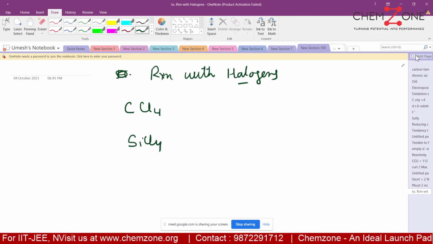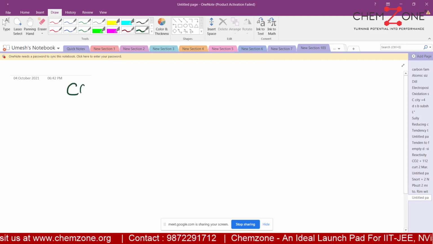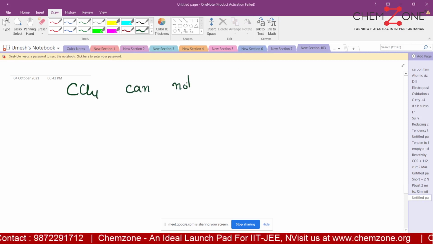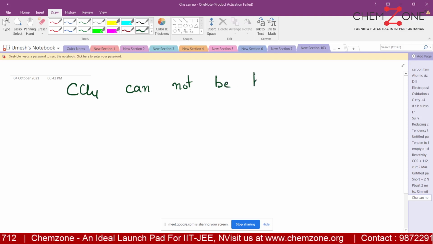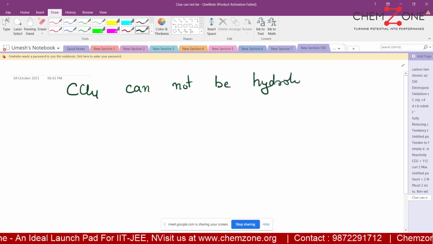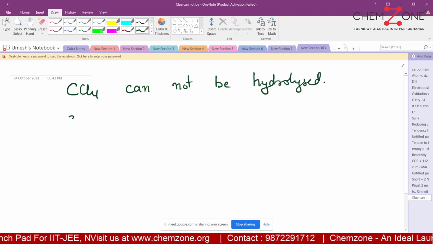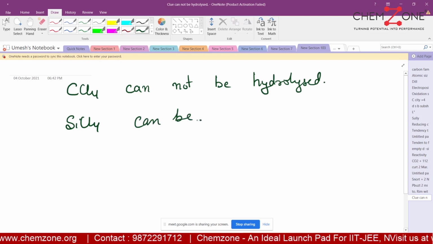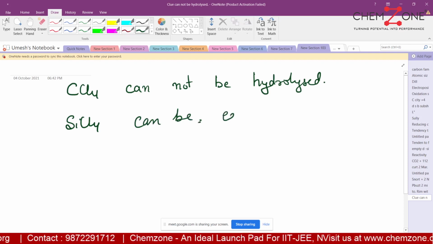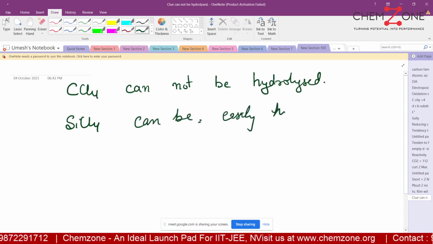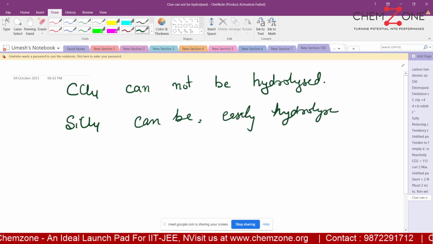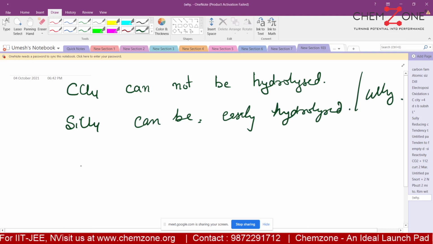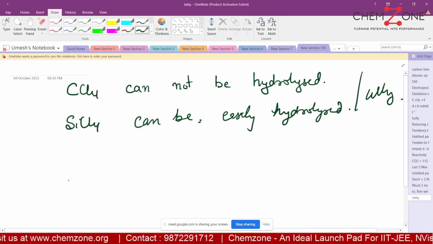Now, the question here is: carbon tetrachloride cannot be hydrolyzed, but silicon tetrachloride can be easily hydrolyzed. The question here is why. Let us understand the meaning of this question. First, note down the question.